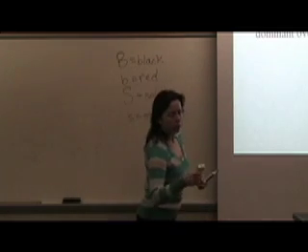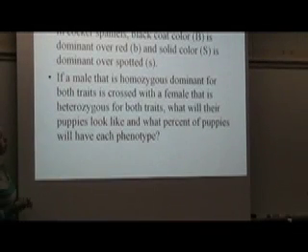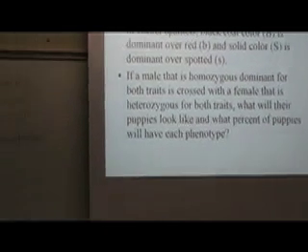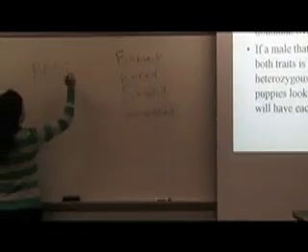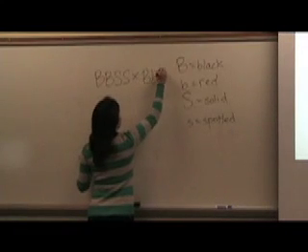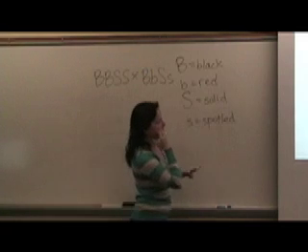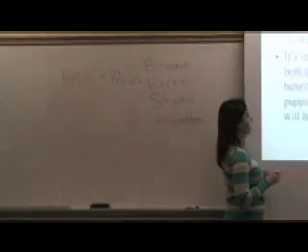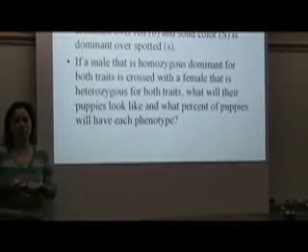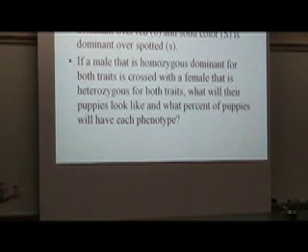Okay, so we have a male that is homozygous dominant for both traits, crossed with a female that is heterozygous for both traits. Let's write that down. Homozygous dominant is going to be all capital letters, crossed with a female that is heterozygous. So here are our parents. It's asking us what their puppies will look like and what percent of puppies will have each phenotype. We're not looking for one specific phenotype in this example, we're just doing a totality.